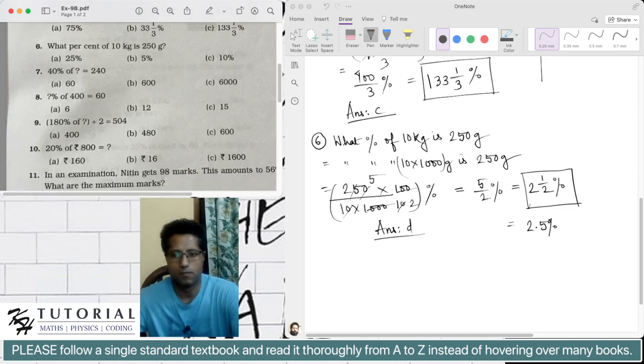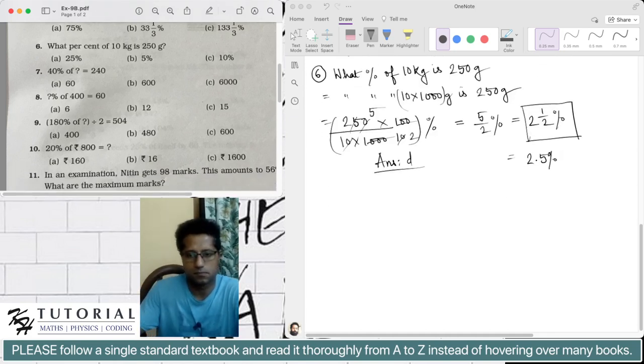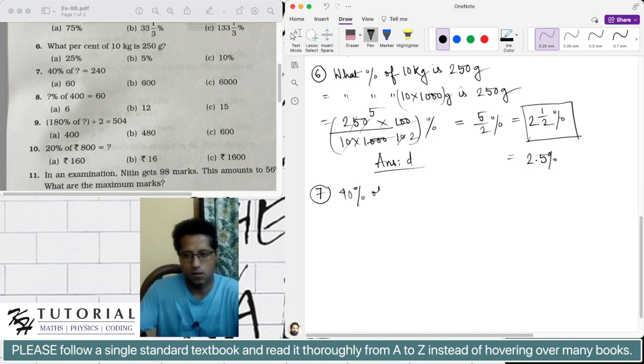Let's do problem number 7. 40% of question mark is equal to 240. This question mark we have to find. So what is the question mark? Let 40% of x be equal to 240, and we have to find the value of x.